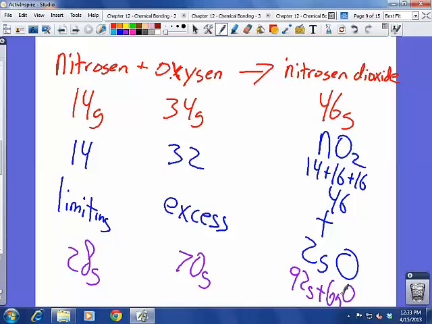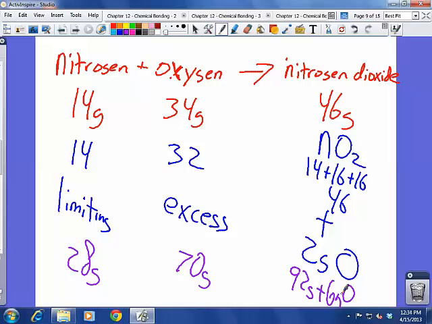Okay. So remember, limiting reactants, whatever is going to be used up. Excess is whatever you're going to have left over. And we can figure out what this is by our formula mass. We good on that?